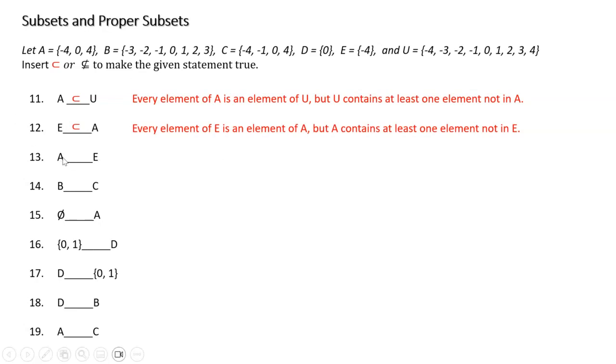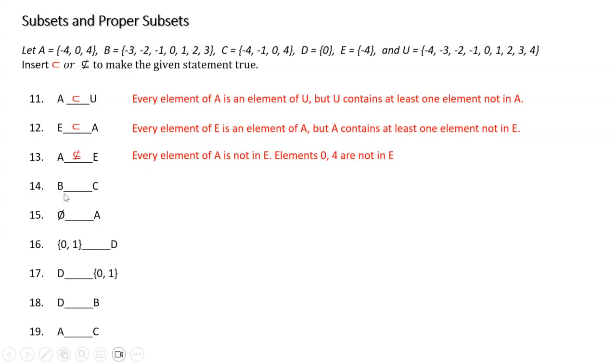Now, let's reverse it, right? So now we're going to put set A first, and then set E, right? So we look at set A. Set A contains -4, 0, and 4. And set E contains the element -4. So this will be not a subset. Why? Because every element in A is not in set E. And again, every element of A is not in E. Elements 0 and 4 are not in E.